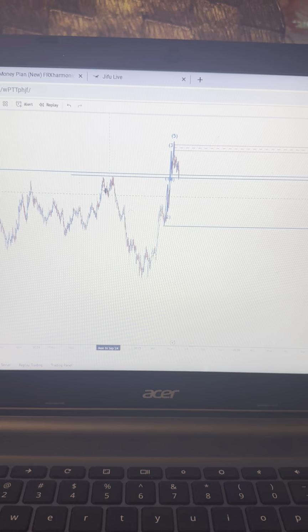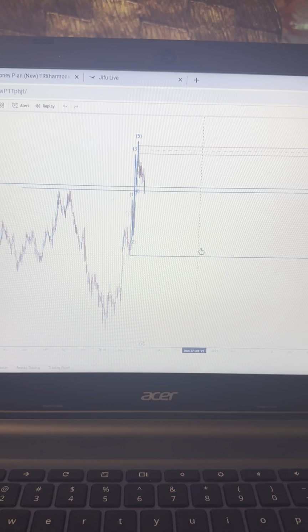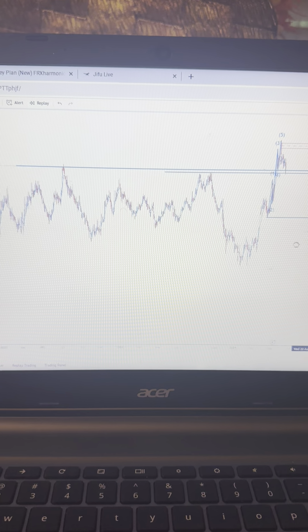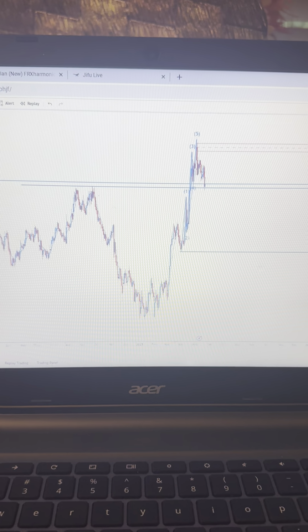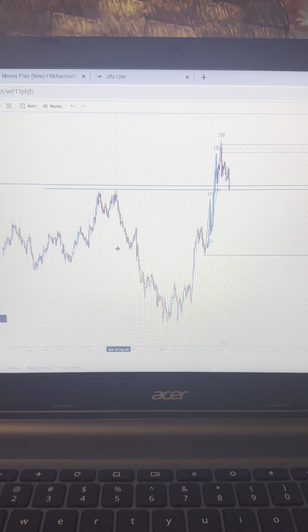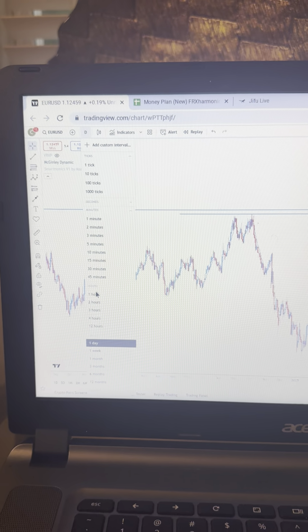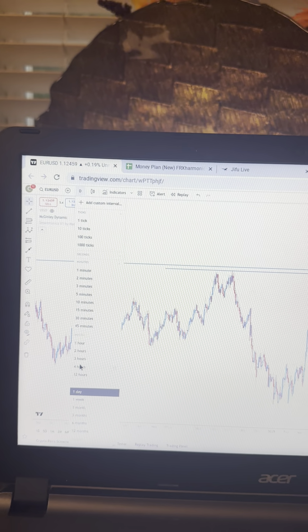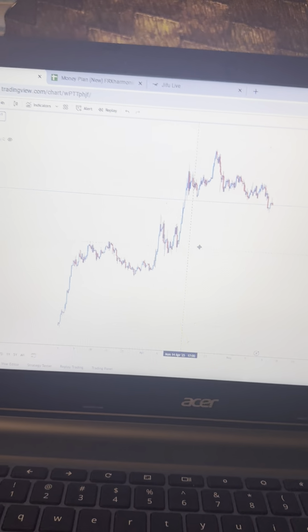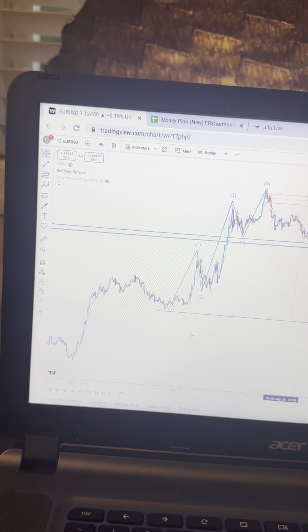We see that the break of structure happened, meaning that the market is indicating that it wants to continue to go bullish, right? So what we're going to do is we're going to go down to the 4-hour time frame. We have the 4-hour time frame. And from this low here, right?